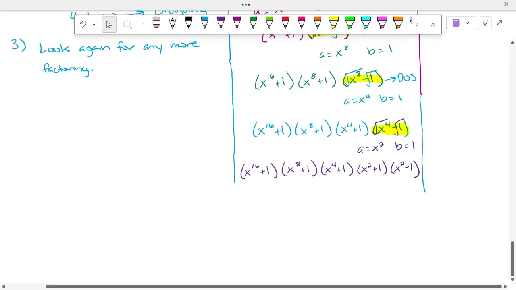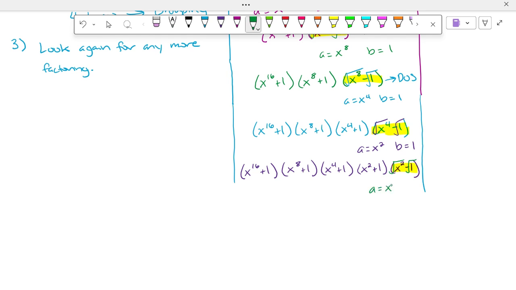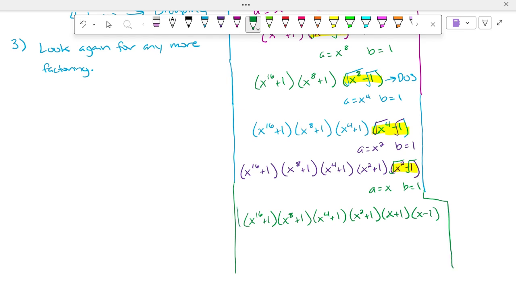I promise this is the last time we're going to have to do another difference of squares. So square root first and last. A is equal to x. B is equal to 1. So it's x to the 16th plus 1, x to the 8th plus 1, x to the 4th plus 1, x squared plus 1, x plus 1, x minus 1. And we're finally done.